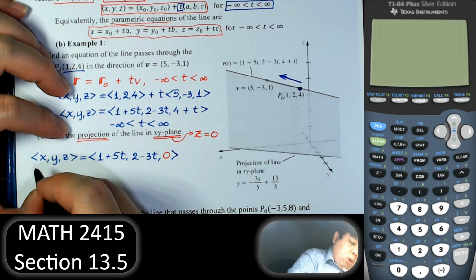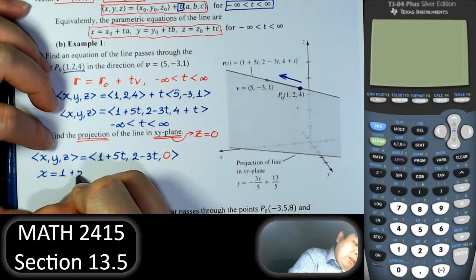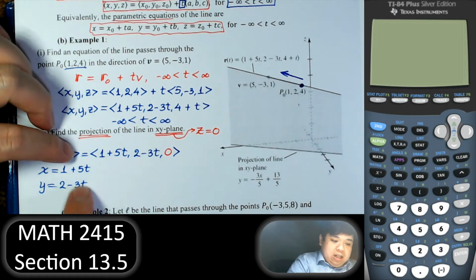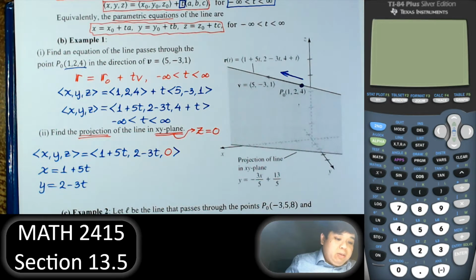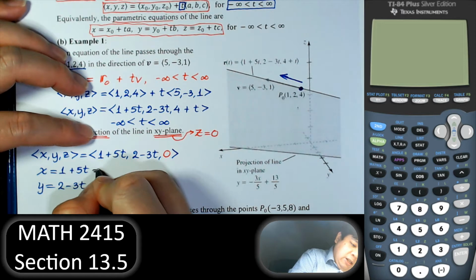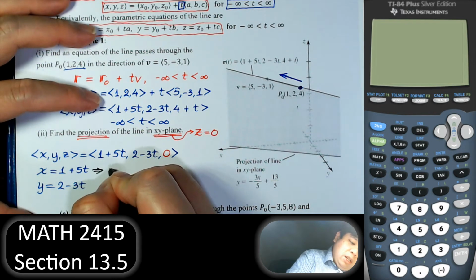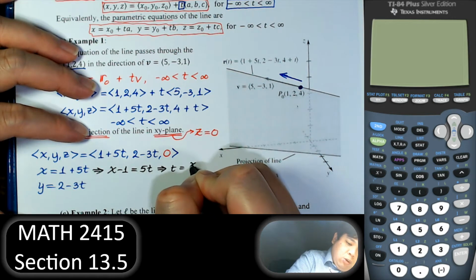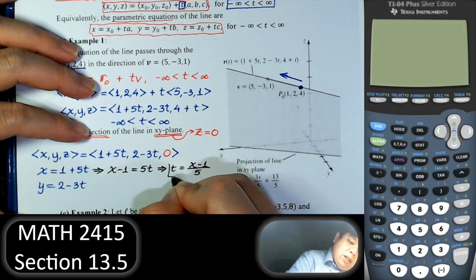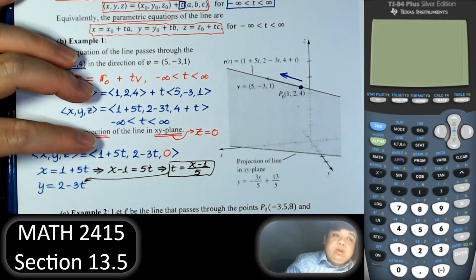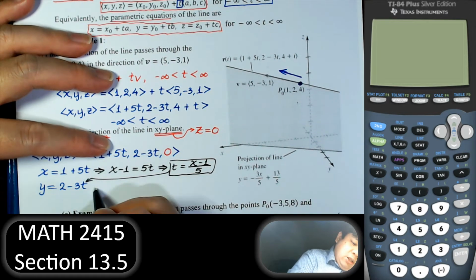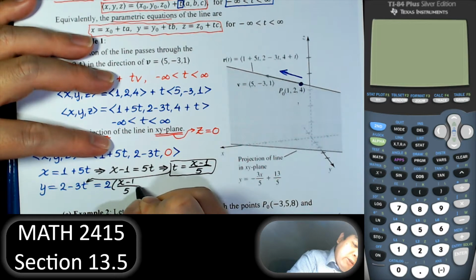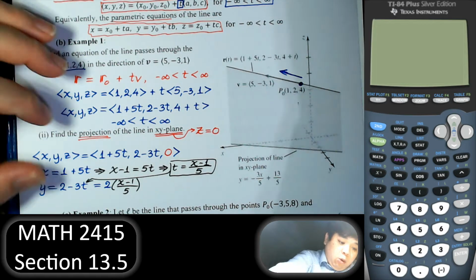Right, that means x equal to 1 plus 5t and y equal to 2 minus 3t. Now we have two equations, and both of them are in terms of t. So we can solve for t from one of them. So let's solve here. x equal to 1 plus 5t, so x minus 1 is equal to 5t. So t equal to (x minus 1) over 5. And we can substitute this into t here. So 2 minus 3t is going to be equal to 2 minus 3 times (x minus 1) over 5. I wrote that completely wrong, didn't I?